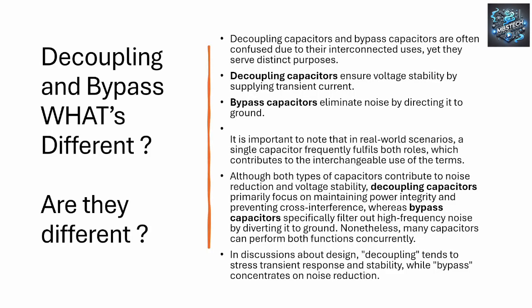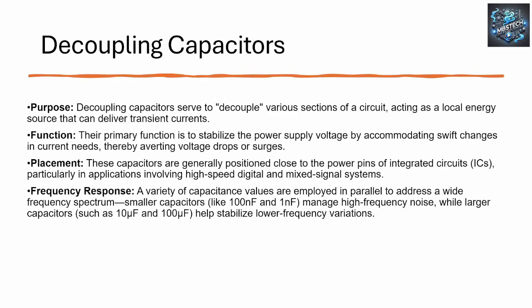Although the terms decoupling and bypass are often used interchangeably, they refer to two distinct functions. Decoupling capacitors store energy to meet transient current demands, stabilizing the voltage supply. Bypass capacitors, on the other hand, provide a low impedance path to the ground reference for high frequency noise, preventing it from interfering with sensitive components.